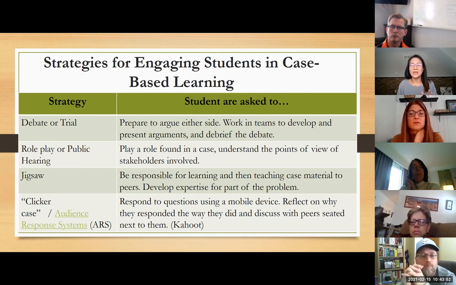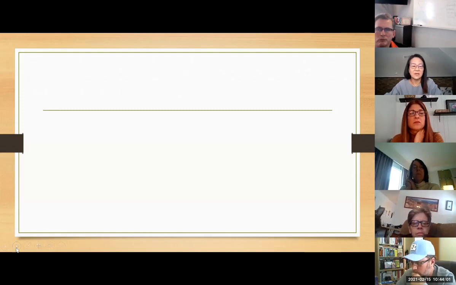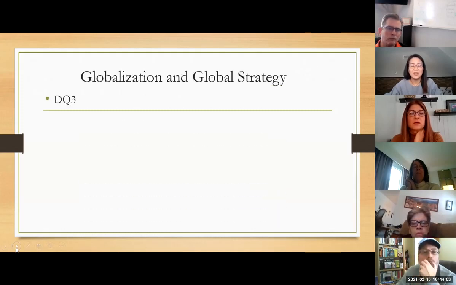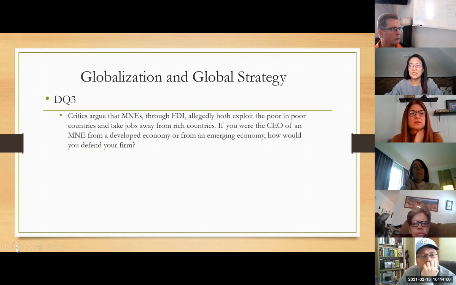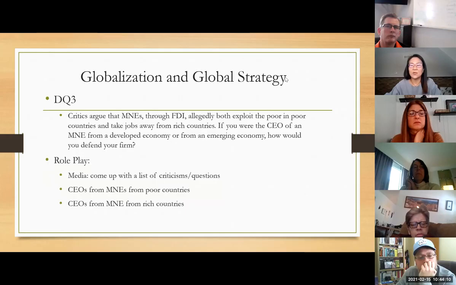Another one is role play or a public hearing. So students will play a role found in the case. For example, here's one that I use at the beginning of the semester in my 4060 class. There's a case about globalization and global strategy. So the question is, critics argue that MNEs through FDI allegedly both exploited the poor in poor countries and take jobs away from rich countries.